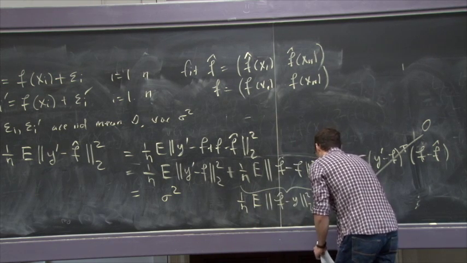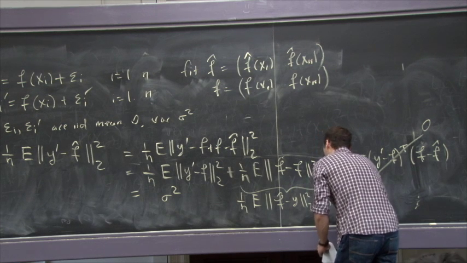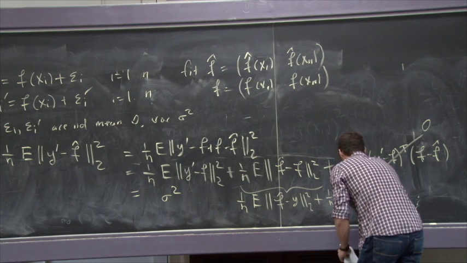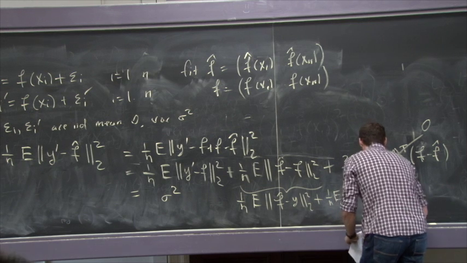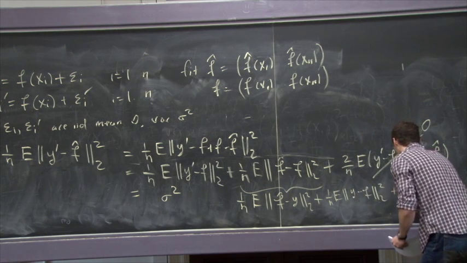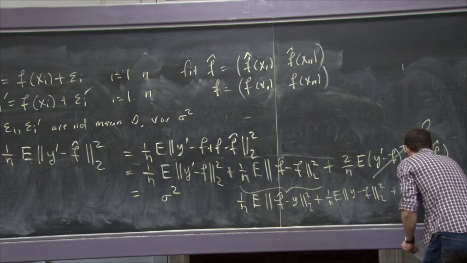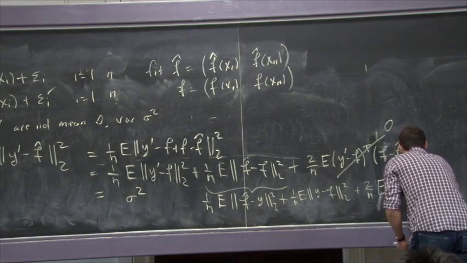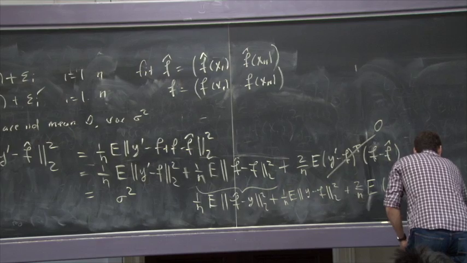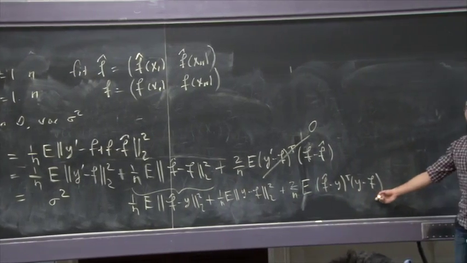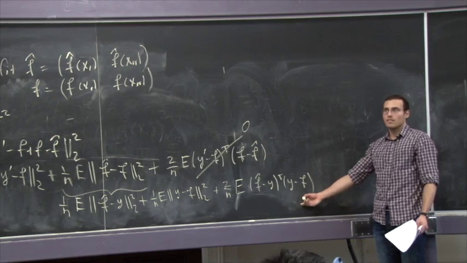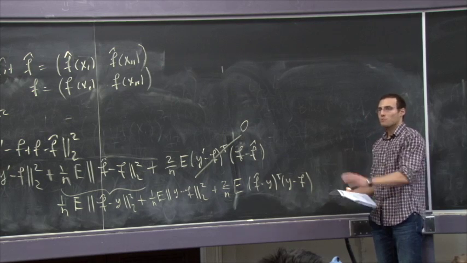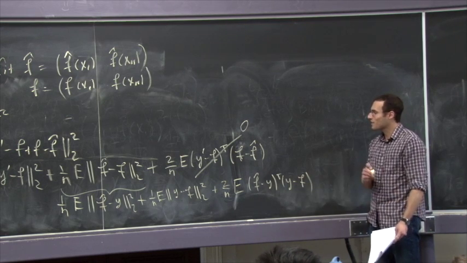Plus 1 over n times the expected value of y minus f squared, plus 2 over n times the expectation of f hat minus y transpose y minus f. OK, so what's that? Is that 0? No, it's like the only time in these decompositions that I actually make a cross term and it's not 0. So I was just seeing if anybody would fall for it, but I'll just leave that there.